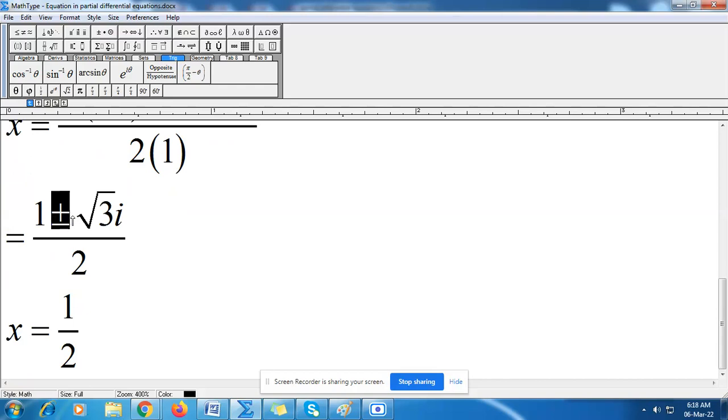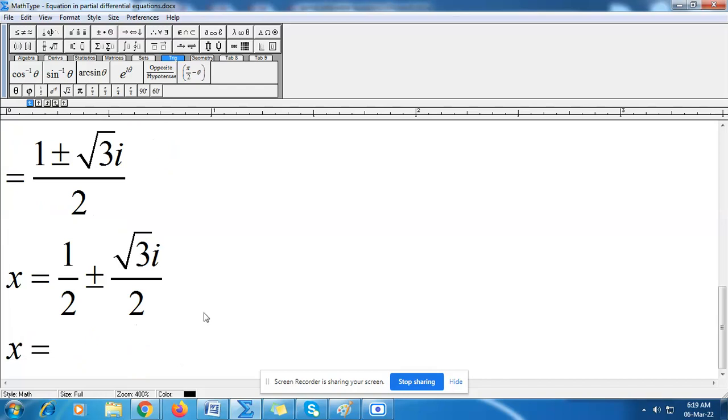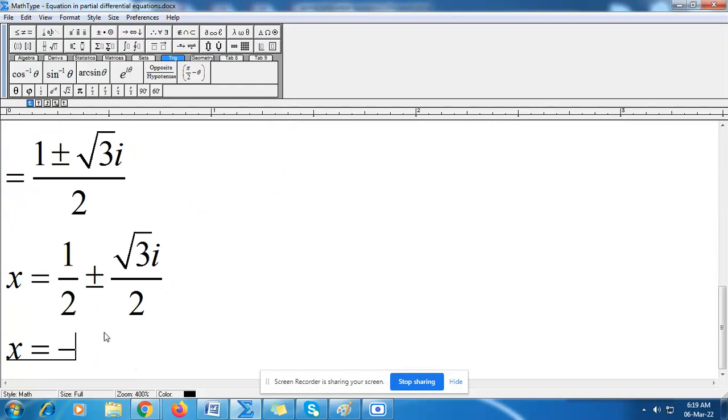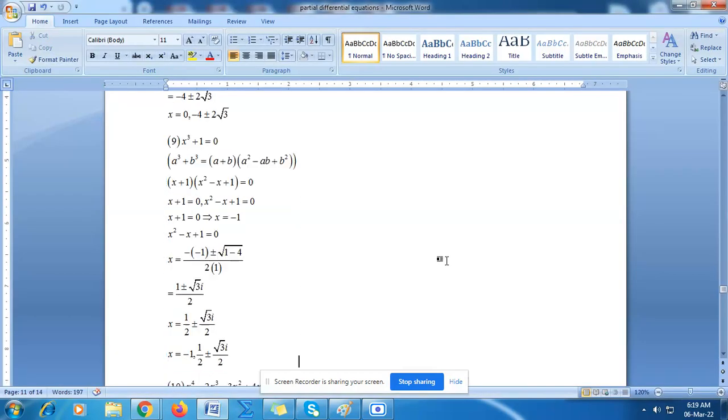So x is equal to 1 by 2 plus or minus root 3 into i by 2. So finally, x equal to minus 1 is one root, and the other roots are 1 by 2 plus or minus root 3 by 2 into i. So finally we have three roots. Over.